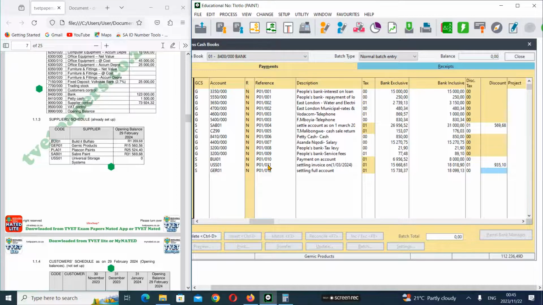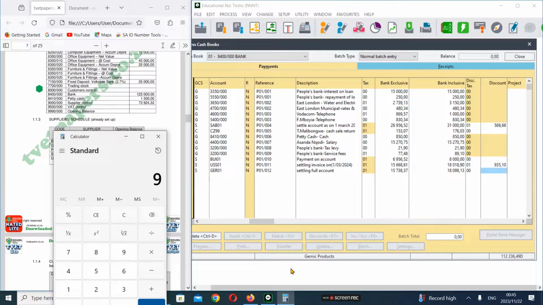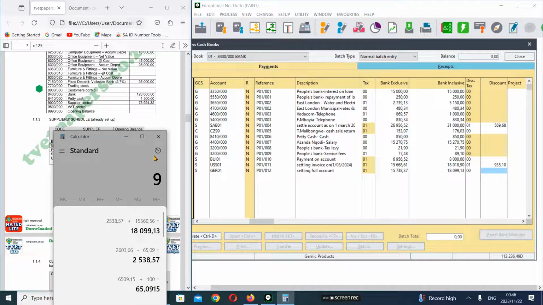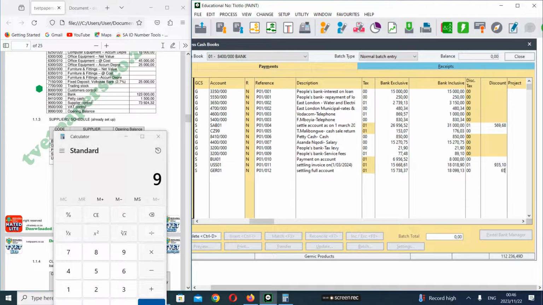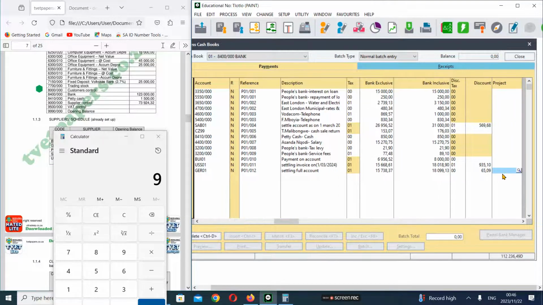So that's that. And then our discount, how much was our discount on this? Let's check our discount quickly. So the discount is 6509. So we need to make sure that it's here, which is 65,09, that you give a discount of 65,09.